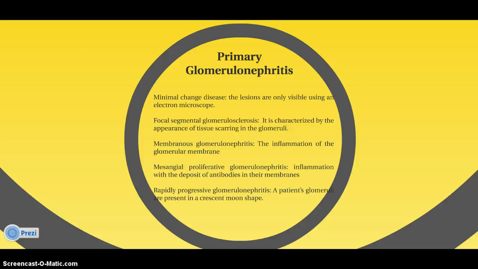Primary glomerulonephritis. Like minimal change disease, the lesions are only visible using an electron microscope. Focal segmental glomerulosclerosis is characterized by scarring of the tissue carrying the glomeruli. Membranous glomerulonephritis, the inflammation of the glomerular membrane. Mesangial proliferative glomerulonephritis, inflammation with the deposit of antibodies in the membranes. Rapidly progressive glomerulonephritis, where the patient's glomeruli are present in a crescent shape.